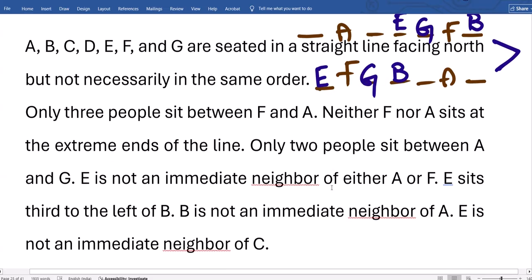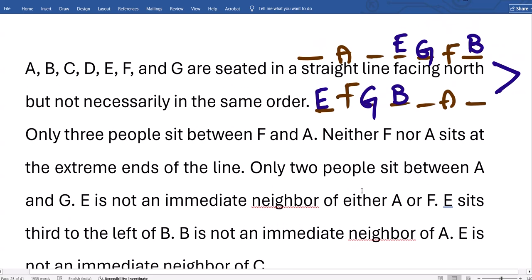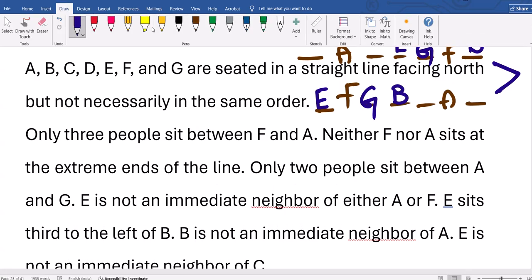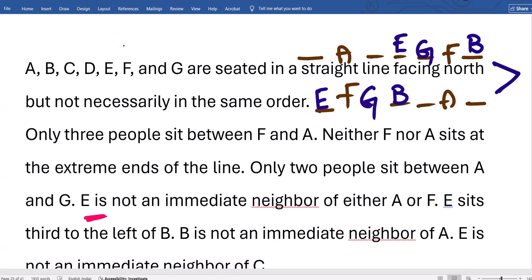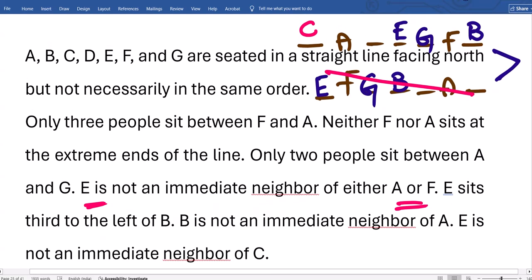E is not an immediate neighbor of C. E is not an immediate neighbor of A or F. Yeah, here the second one is eliminated. See, E is not a neighbor of A or F. This is gone. In fact, last line, E is not a neighbor of C. So C should come here. E is not a neighbor of C. C should take this place. Then D should take this place. Two possibilities, both we have to try.